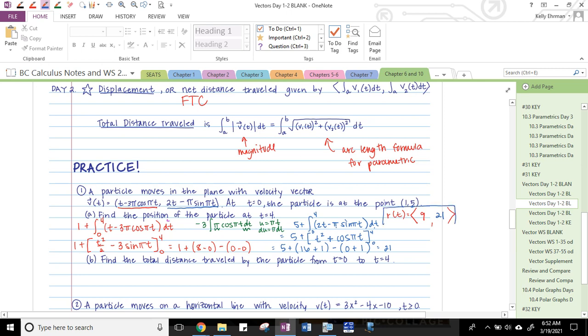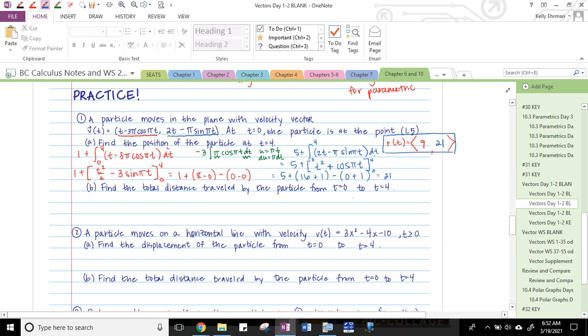So the position at time 4, the particle started at (1, 5), and now it's at (9, 21). Find the total distance traveled by the particle from 0 to 4. Now, if I were doing this without a calculator, I would have to figure out when the velocity is negative, and I'd have to force that to be positive. I would probably need a calculator to do that, just because I see the t's out in front, so that could get tricky. So we are going to use a calculator.